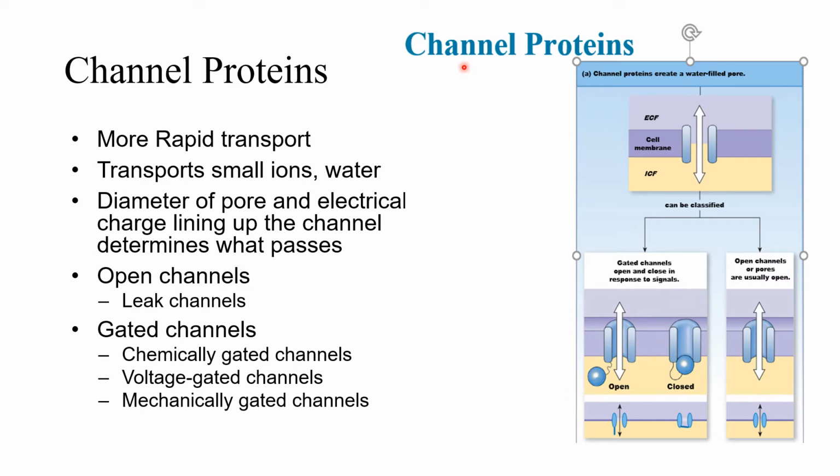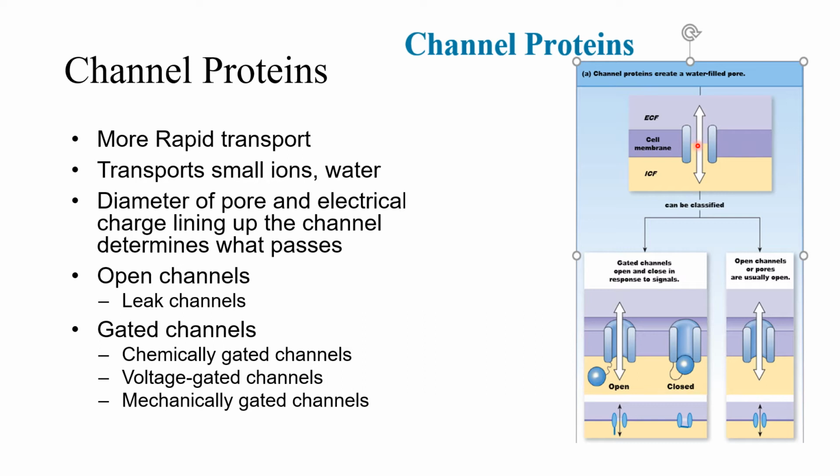Channel proteins, therefore, can allow the transport of ions. They can also allow the transport of water. And water actually has the ability to either pass directly through the plasma membrane or it would pass through one of these channels. Now, the diameter of the channel protein plays a role in which substrates are going to be allowed to pass through it. Also, the charge within that channel protein plays a role in determining which substrates will pass through it.